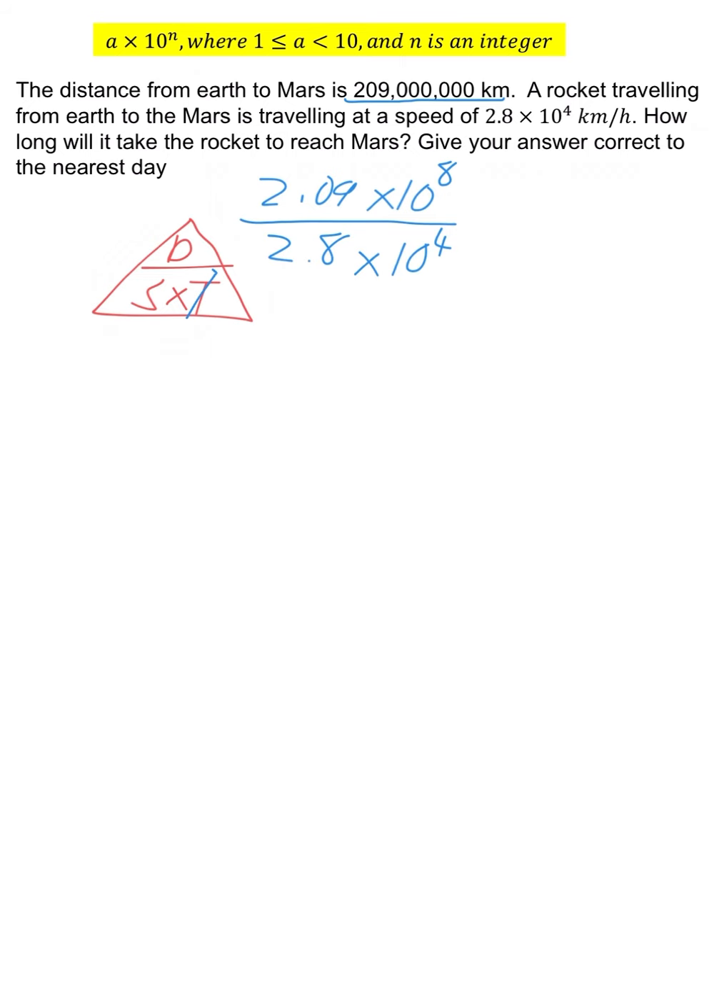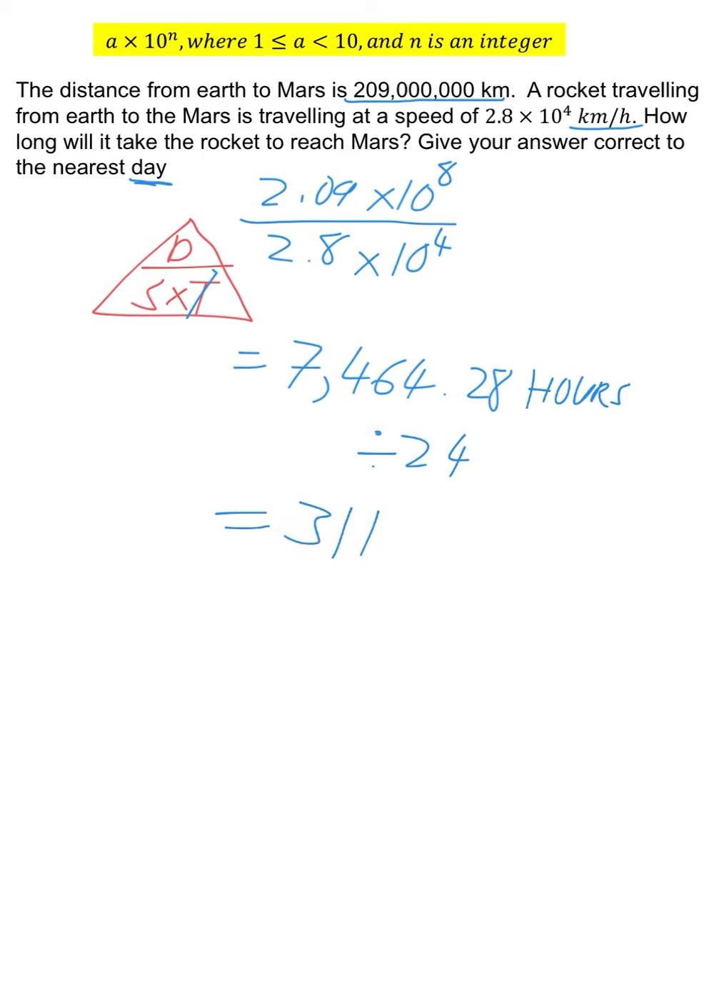So when we put this into the calculator, that'll give us 7,464.28. And these are hours. As you can see, we're told it's kilometers per hour. So they're hours. Now we're told we need to answer correct to the nearest day. Now, you know that there's 24 hours in a day. So I'm going to divide the hours now by 24. And that is going to be 311 days.